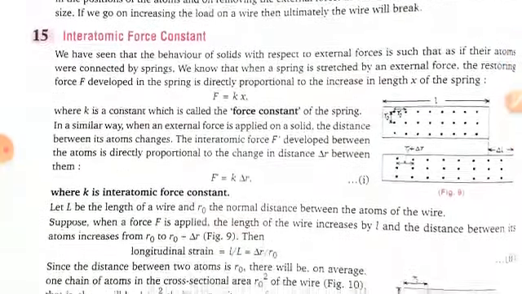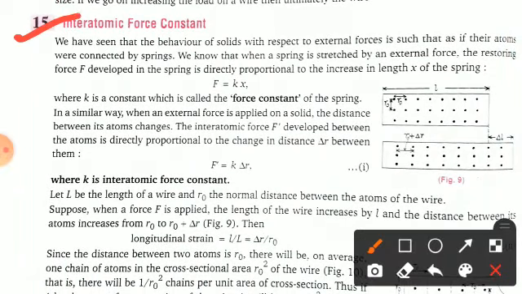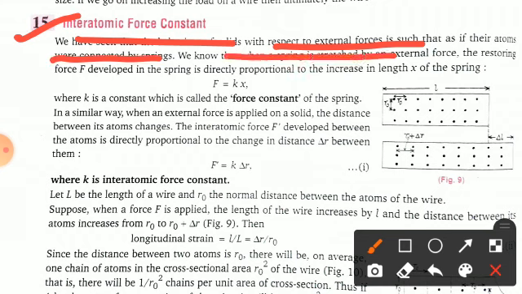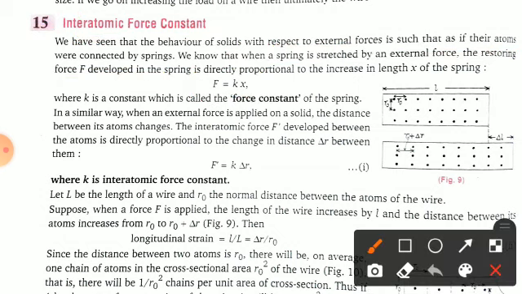Now here we are going to discuss the last topic, the interatomic force constant. We have seen that the behavior of solids with respect to an external force is such as if their atoms were connected by springs. We know that when a spring is stretched by an external force, the restoring force developed in the spring is directly proportional to x, that is F = kx. Clear? Where k is the spring constant, or you can also say the force constant of the spring.